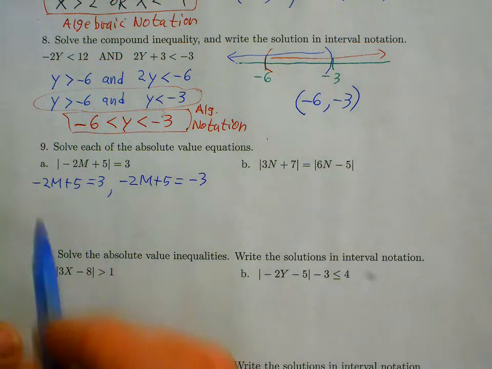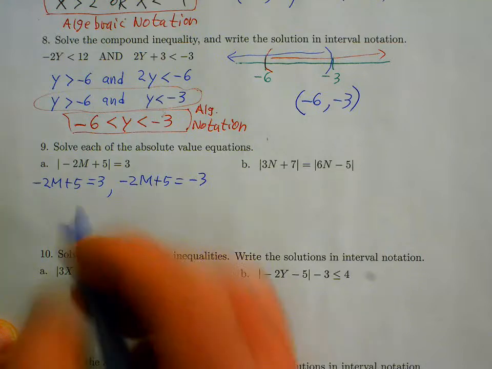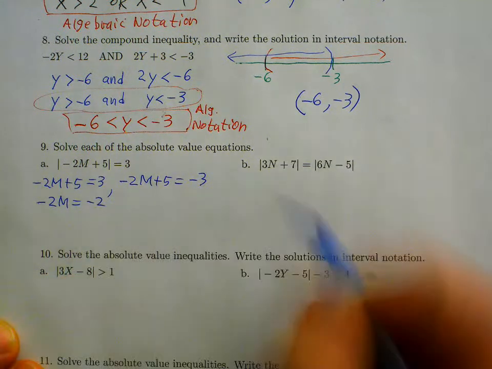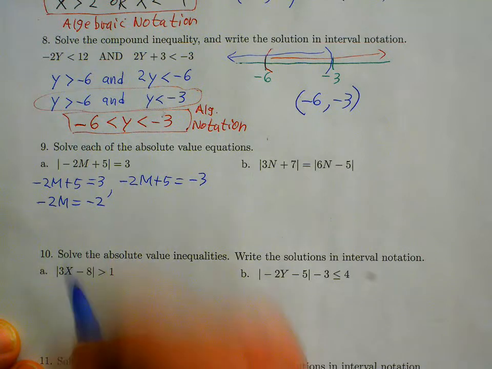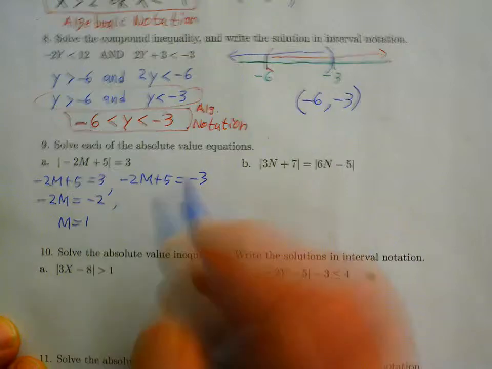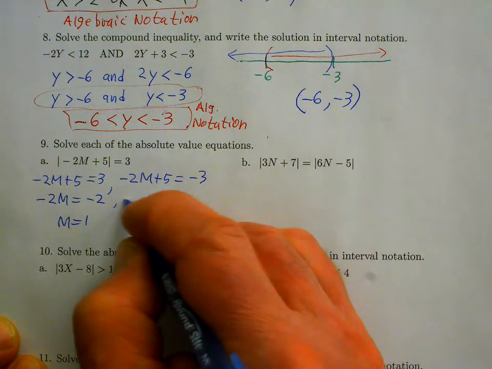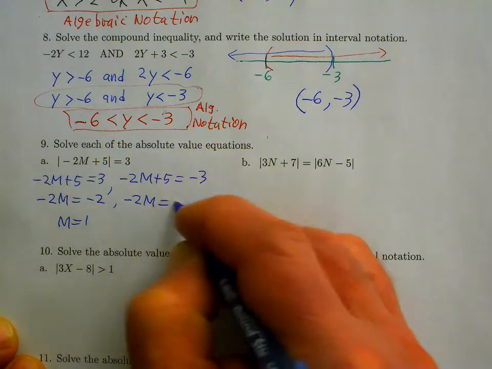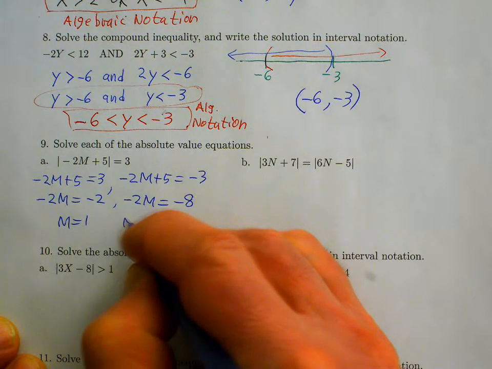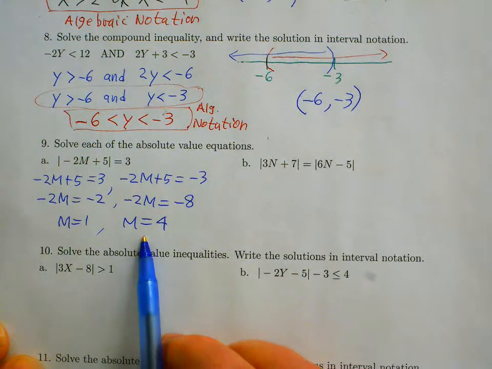Okay, then we just solve each of those equations for m. First, subtract 5 from both sides. So we get negative 2m is equal to negative 2. Then divide both sides by negative 2. We get m equals positive 1. The other equation, negative 2m plus 5 is negative 3. Subtract 5, we get negative 2m is equal to negative 8. And divide both sides by negative 2, we get m equals 4. So m equals 1 and m equals 4 are the solutions.